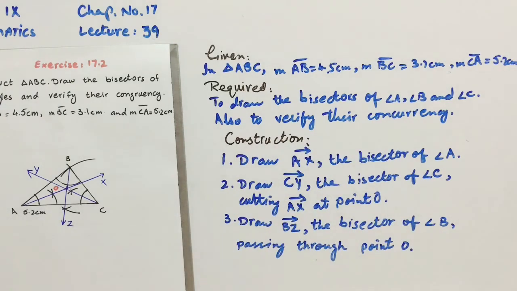All the three angle bisectors are passing through a same point, so O is the point of concurrency of the angle bisectors and it is called incenter. This point O is called incenter. The point of concurrency of angle bisectors is called incenter. Question is complete.